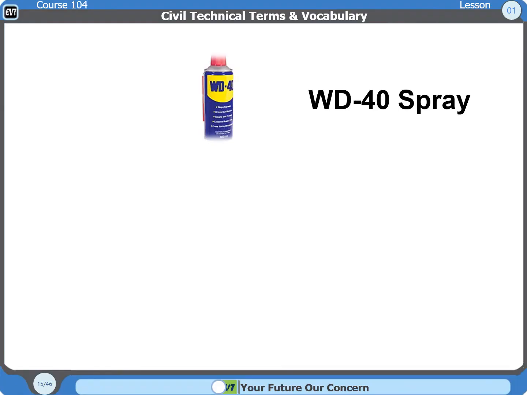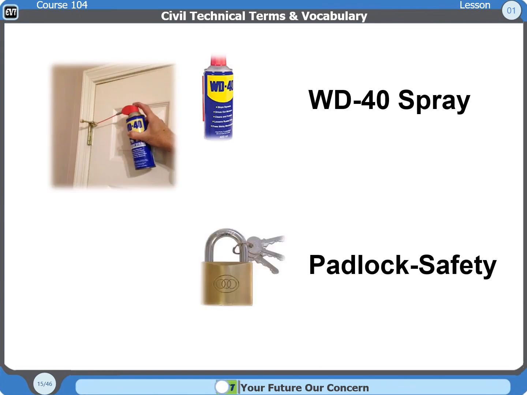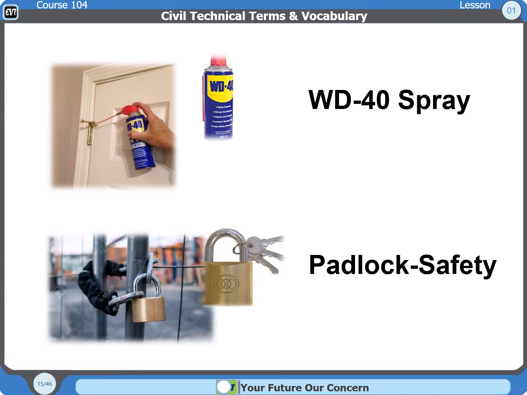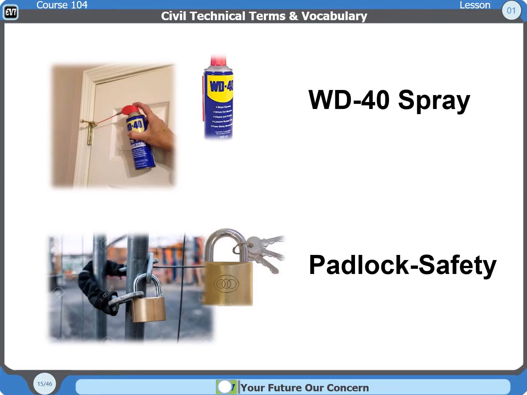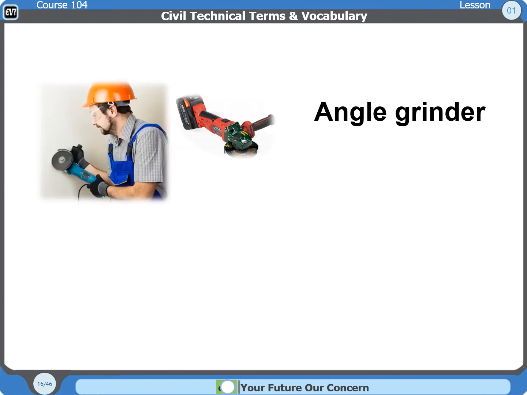Now we continue with other materials. We have WD-40 spray. WD-40 spray used to protect metal from rust and corrosion. Now we have padlock safety. Padlock safety used to secure the lockout tagout device in place. We have angle grinder. Angle grinder used for cutting, grinding, finishing and polishing.